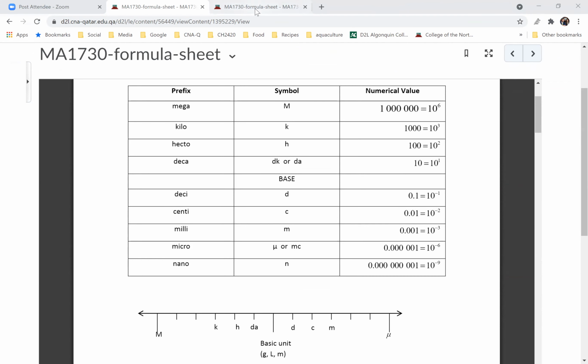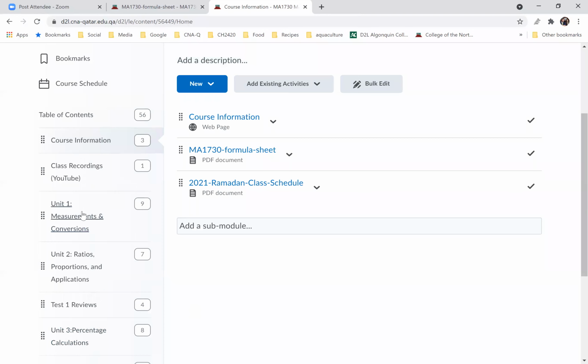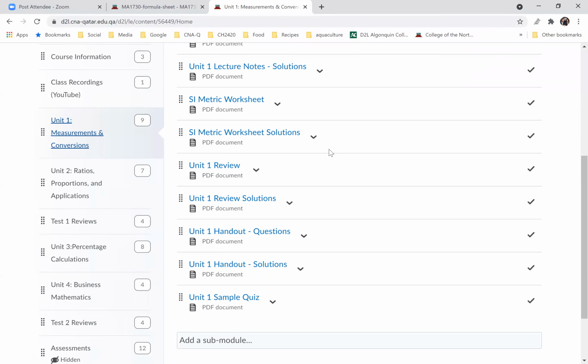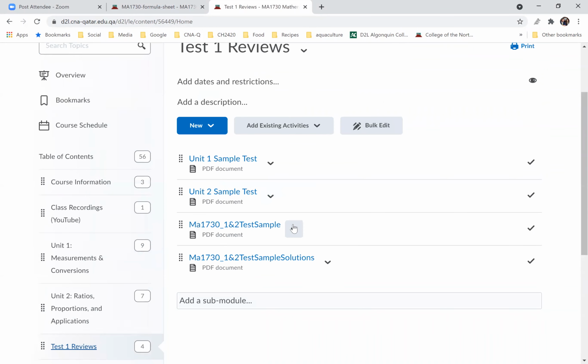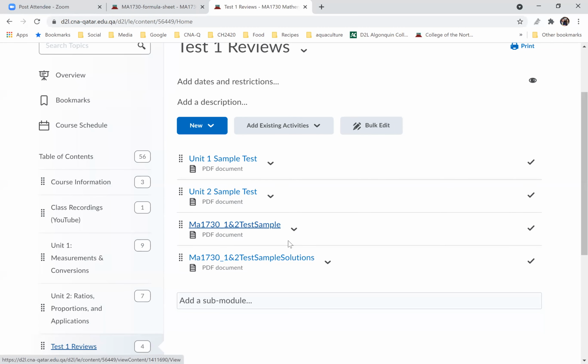Okay, so what else should you look at? Well, you could open up Unit 1 and do any of these worksheets. They all have answers. You could open up Unit 2, do these worksheets, and look at the answers. There's so much practice here you could look at. But if you only had a little bit of time, you might want to look at some reviews for Test 1. And more specifically, the sample test would be the first thing I would probably look at.